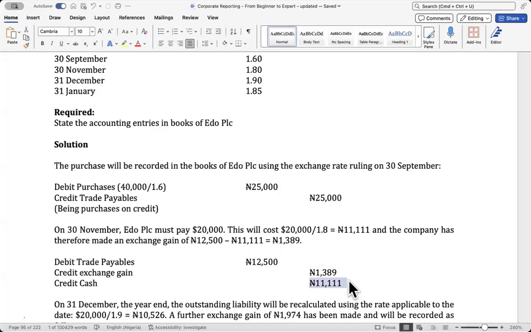Okay, so as far as we are concerned, in our trade payables account, what will be there as balance is 12,500. This exchange gain will go to P&L and credit our cash account with how much we are actually paying, because we are paying 11,111. So that is in November.